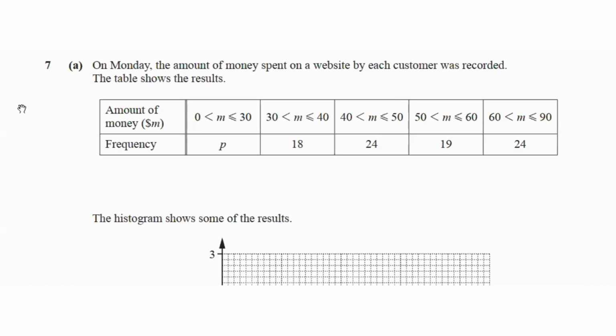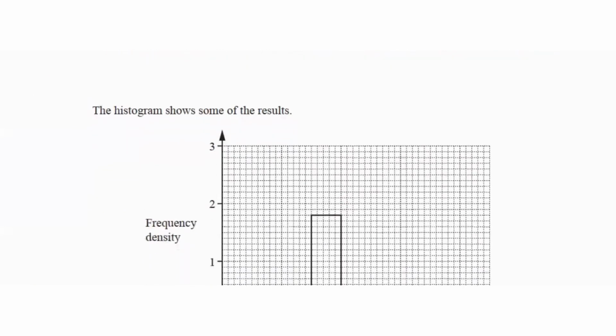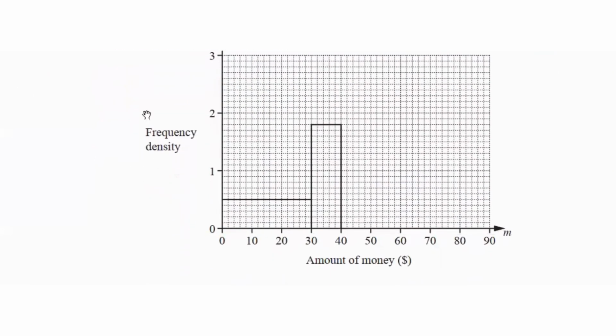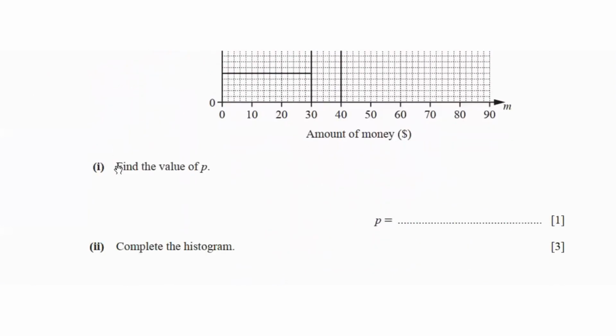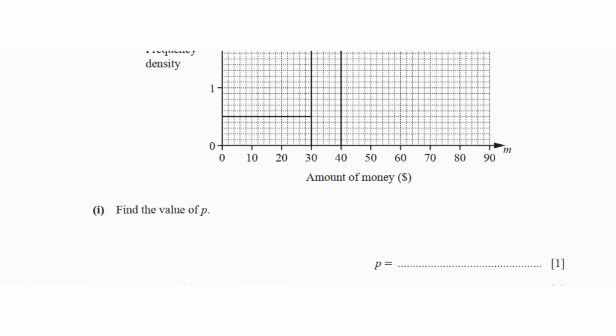Question 7 says, on Monday, the amount of money spent on a website by each customer was recorded. The table shows the results. So we have class intervals for amount of money, and then we have the frequency values. As you can see, we have an unknown frequency value, which is P for the 0 to 30 interval. The histogram shows some of the results. So we have the frequency density on the y-axis and amount of money on the x-axis. Find the value of P.